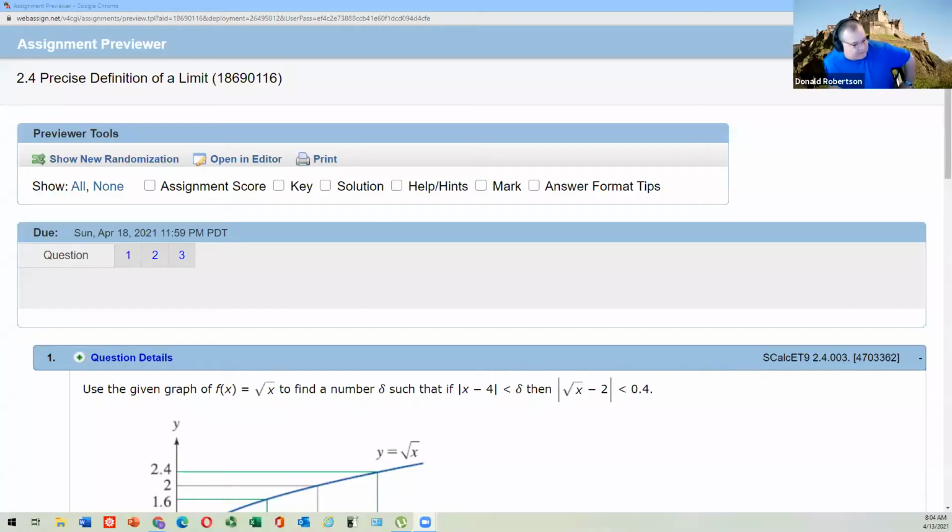Let's see if you've been paying attention. Are you going to get questions in your test about precise definition of a limit? No. Will I give it in the final just because I want to? No. No. So this is going to be easy, right? As far as things go. Okay, this should be it. Here we go.